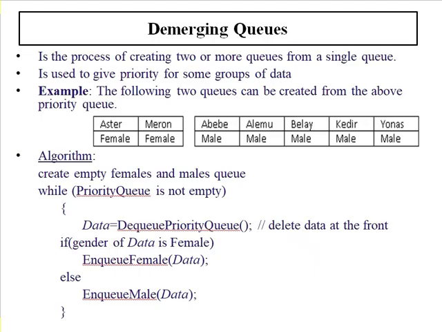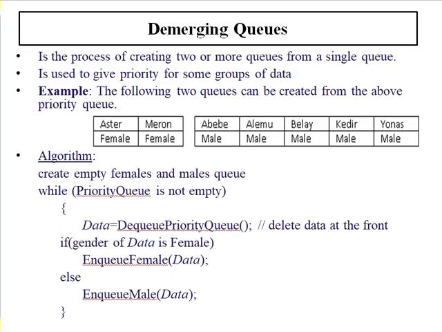Another concept related to queue is the demerging and merging of queues. So demerging is just a process of creating two or more queues from a single queue, based on the priority level. So if we have a priority queue, we can demerge, or we can divide, one queue into two or more based on the priority categories.